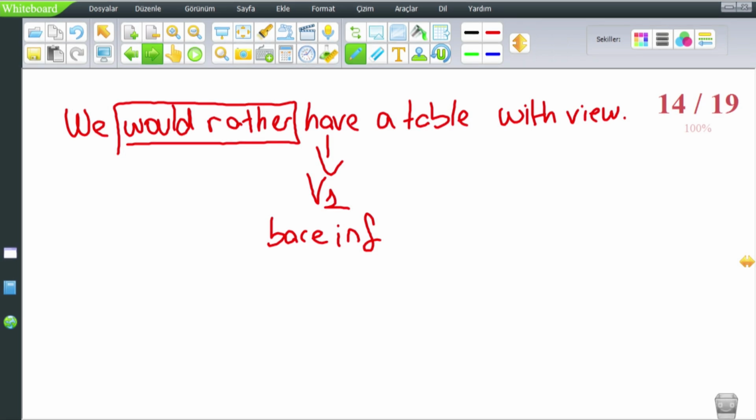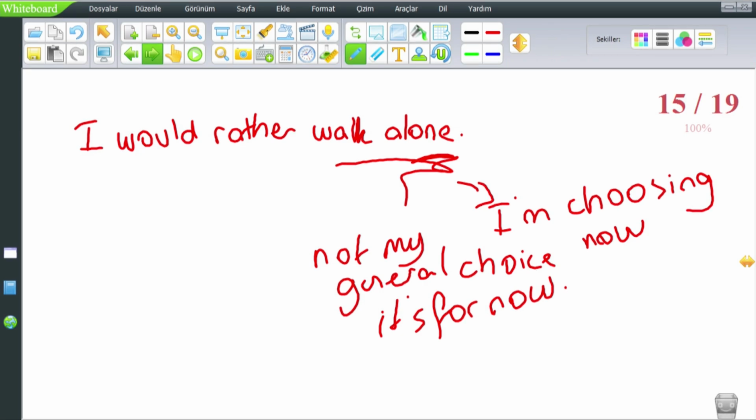We would rather have a table with a view. Again, I'm talking about a specific situation. That's why I used would rather. I don't have to talk about two choices. I am allowed to only say the thing that I chose. For example, I would rather walk alone. It's my preference for now.